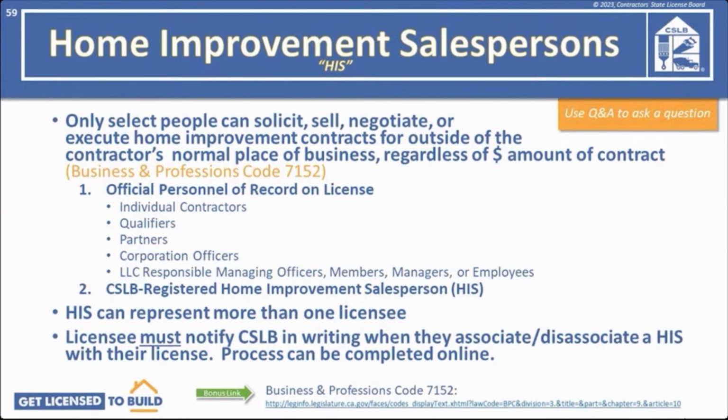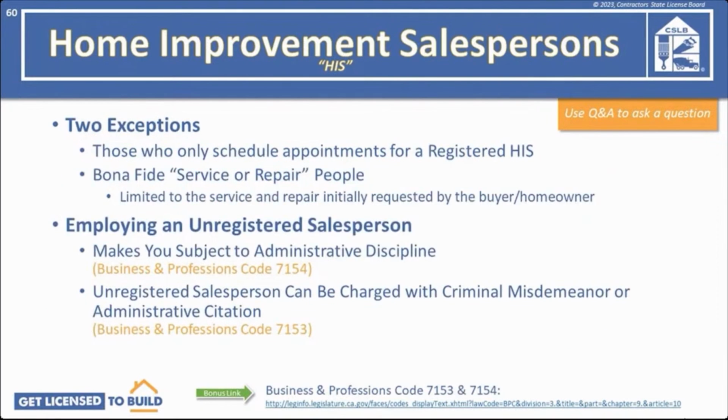The licensee must notify CSLB when they either associate or disassociate an HIS with their license. This process can now be completed online as well. There are a couple exceptions to note. First are those who only schedule appointments for the contractor or registered HIS, and bona fide service and repair people. These are the folks you call out for repairs, including things like air conditioning, heating, and plumbing. But those services and repair people are limited to the work that was initially requested by the buyer or homeowner.